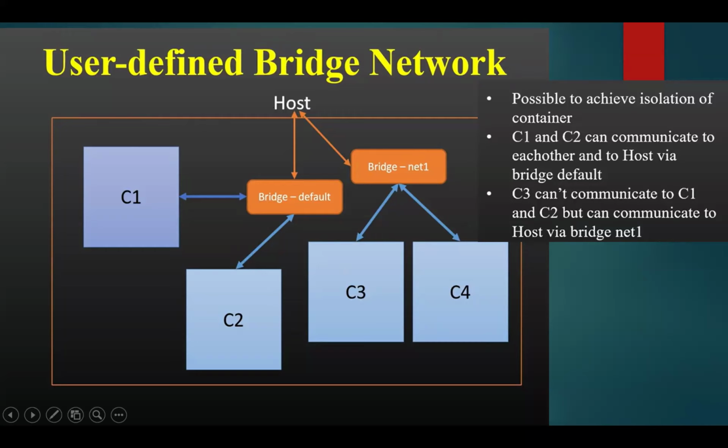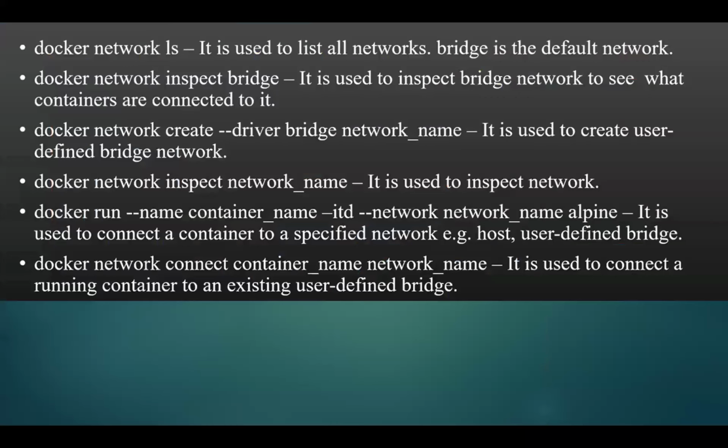So we need to understand how the network works and how we can manipulate it. These are the commands that we looked into. docker network ls to list all the networks. docker network inspect bridge, we looked into that one. docker network create, we created one network, with driver bridge. Then docker network inspect with the network name, which we inspected, whatever network you create. Then docker run with the name of the container and -itd. We looked into that one as well.